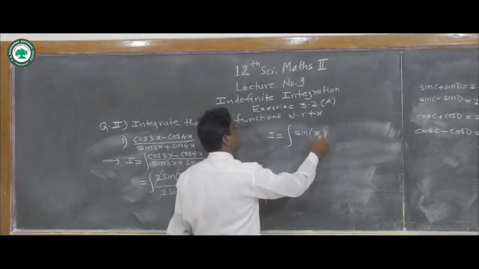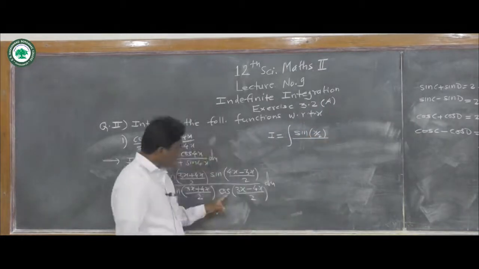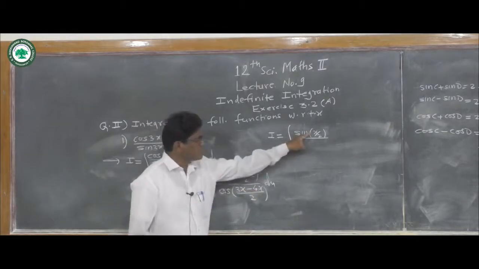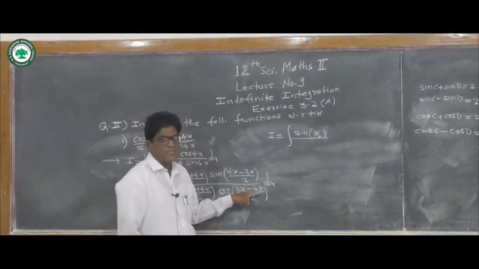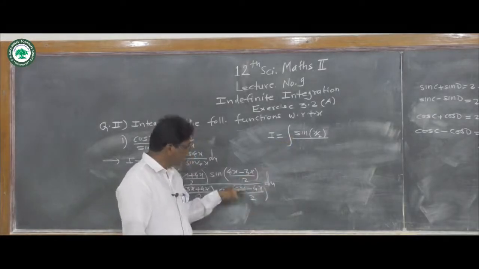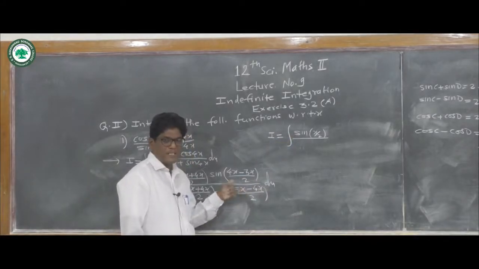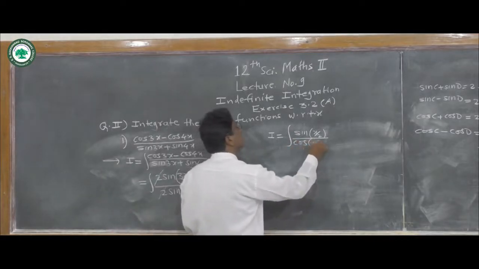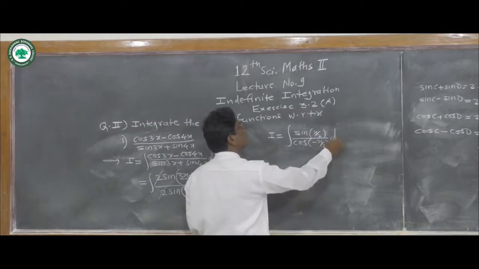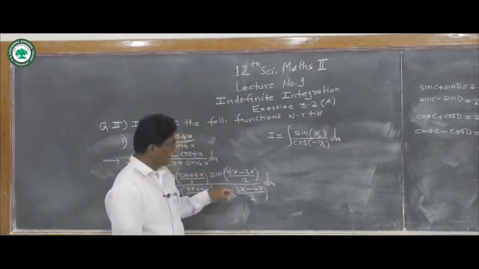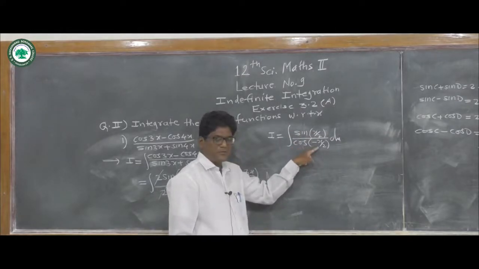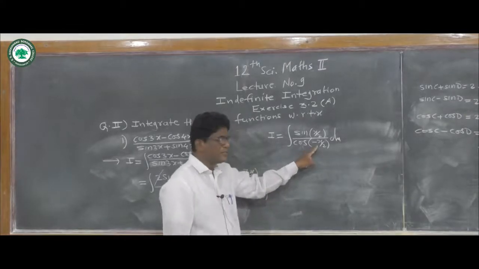divided by cos of 3x minus 4x. Here we take 4x minus 3x, so it is x. Now 3x minus 4x, the subtraction is the same x, but with a negative sign, since 4x has the negative sign. So we take cos of minus x divided by 2 dx. Now see here, in the numerator sin of x by 2, in the denominator cos of minus x by 2. Here the angle is negative, so we use the negative angle formula. What is that formula?